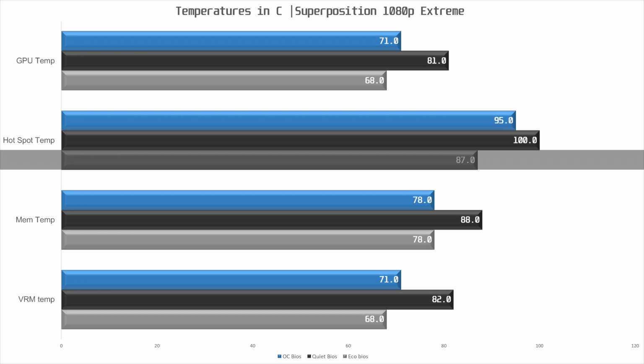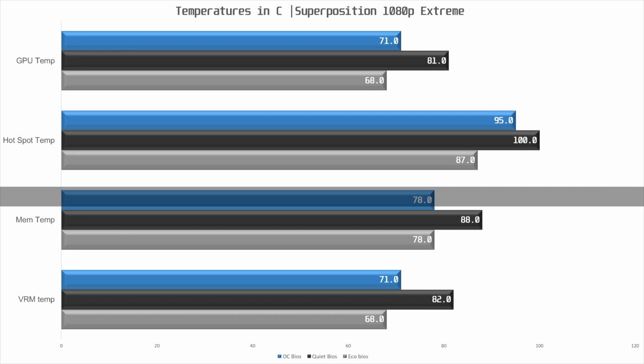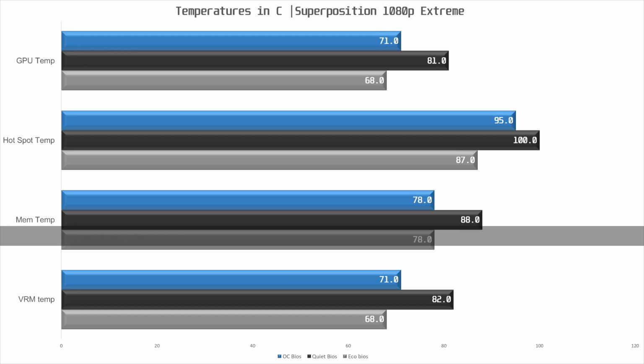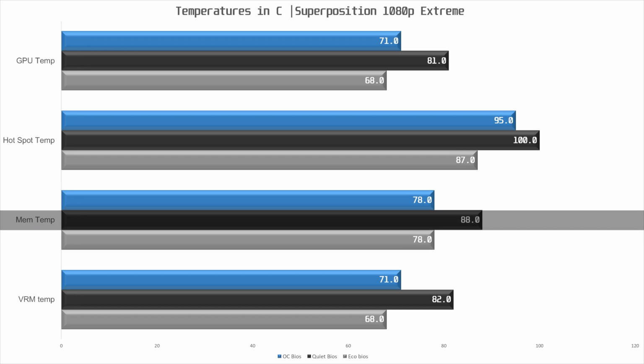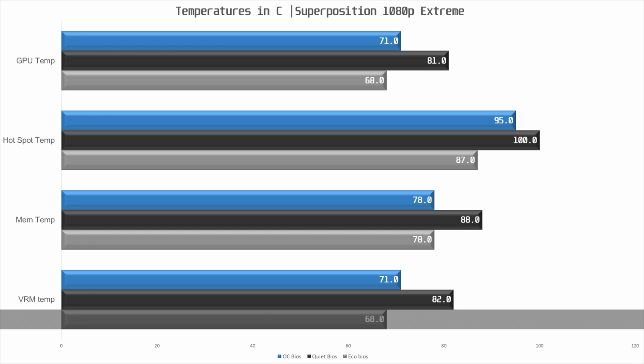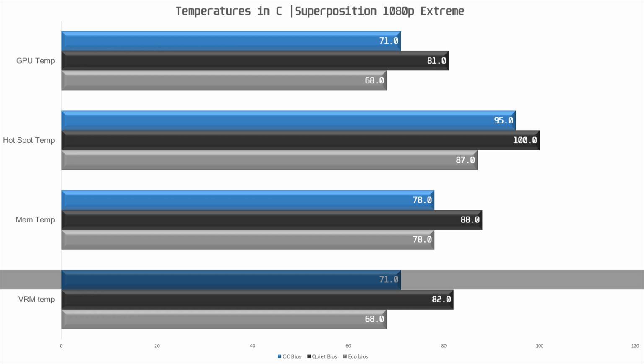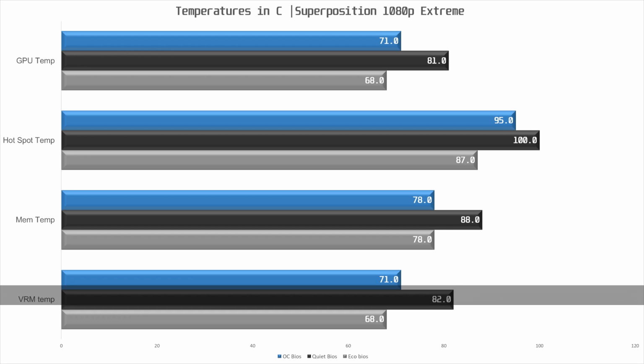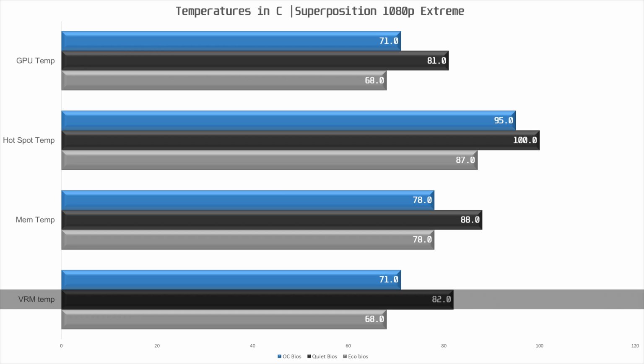A welcome change there. Memory temperatures were the same for the OC and the new Efficiency BIOS, while being 10 degrees warmer with the quiet BIOS. And VRM temperatures have also been improved with the new Eco or Efficiency BIOS. It peaked at 68 degrees Celsius with the new BIOS, being 3 degrees cooler than the OC BIOS and a whopping 14 degrees cooler than the quiet BIOS.